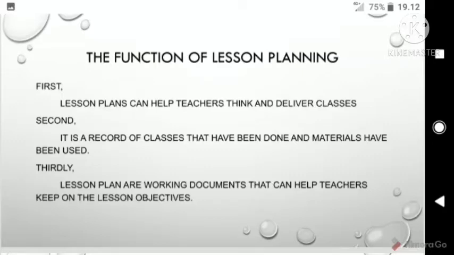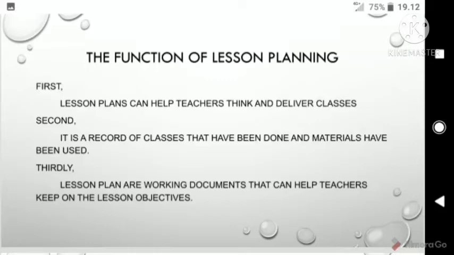The second one is that it is a record of classes that have been done and the materials that have been used. On the one hand, even though teachers have a good memory, it is almost impossible for them to remember the classes that took place several months or years ago. On the other hand, if the teacher is sick, another teacher can help deal with the emergency using the lesson plan.